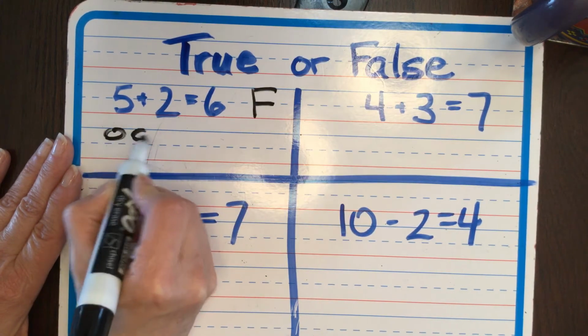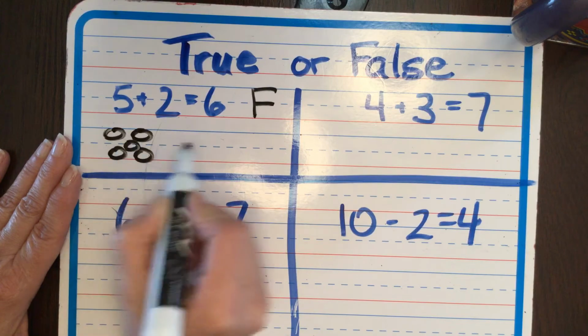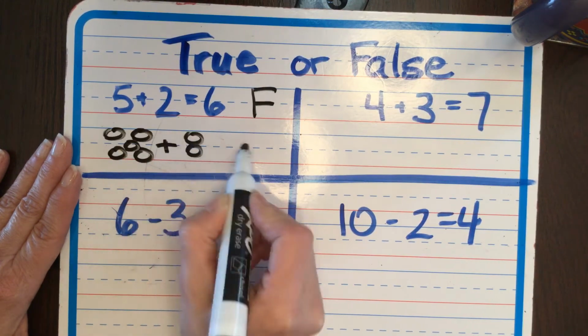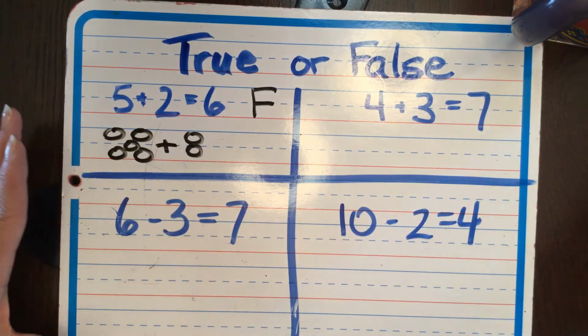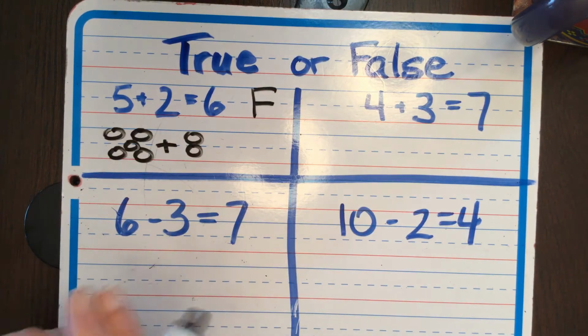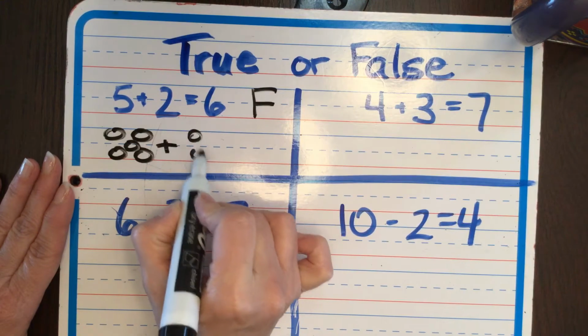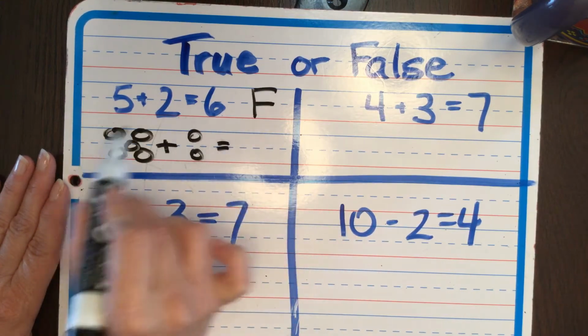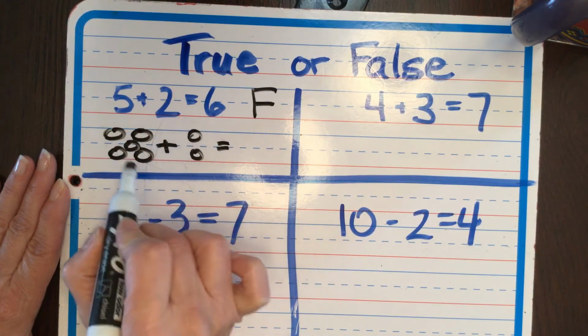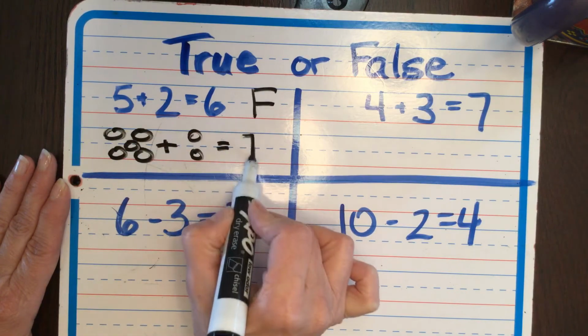So if I drew 5 and I drew 2 more, it looks like a number 8. I'm just going to switch it so it looks like 2 dots for you guys. You may be wondering, where did that 8 come from? And that answer is not 6. The answer is actually 5, 6, 7.